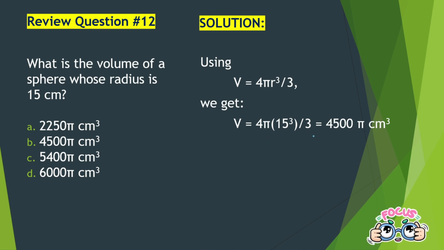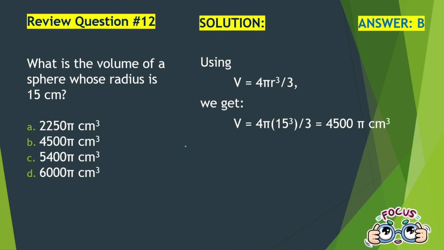So if you have a calculator, you can multiply this by 3.14, no? Yung pi, change it to 3.14 to get the approximate volume of this sphere. Therefore, the answer is letter B, 4,500 pi cubic centimeters.